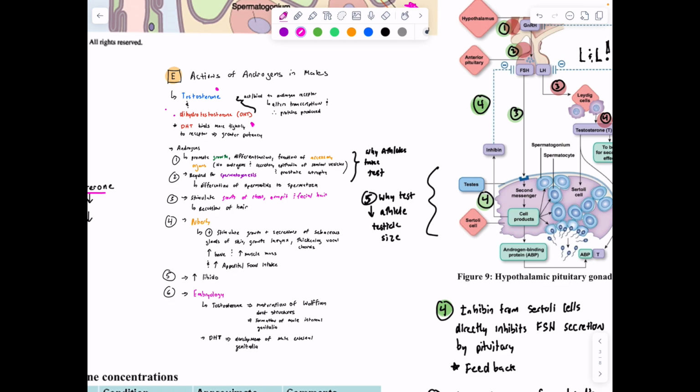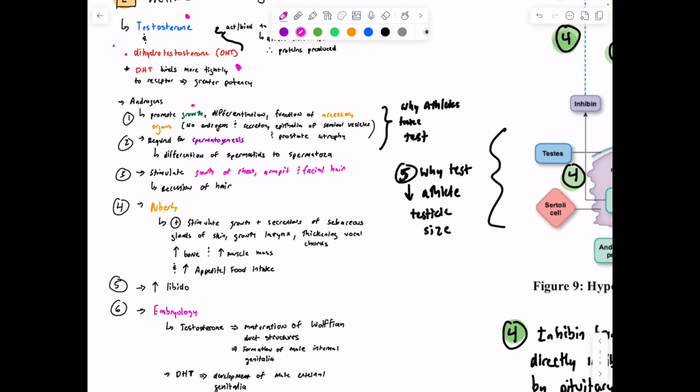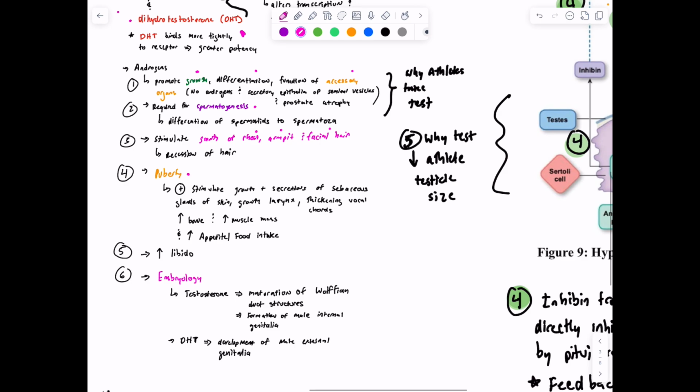Just generally speaking, they're going to promote growth, differentiation, and function of the accessory organs, which we know, of course, are like the seminal vesicles, the prostate, etc. It's required for spermatogenesis. Stimulate growth of chest, armpit, facial hair. Then we have puberty. During puberty, to stimulate growth of secretions of sebaceous glands in the hair, grow the larynx, thicken the vocal cord, increase bone and muscle mass, increase food and appetite, increase libido.